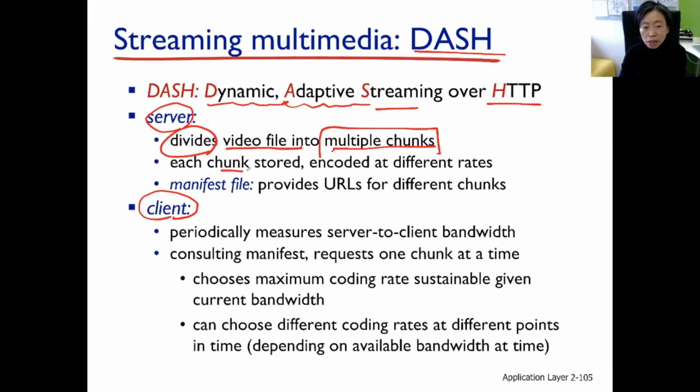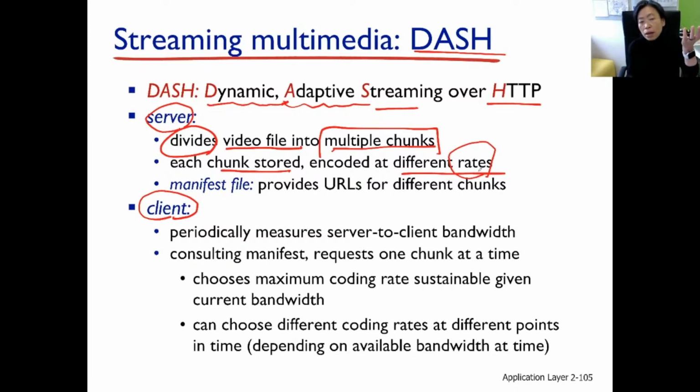And each chunk is stored and encoded in different rates. If you recall when we were talking about videos, depending on how much detail you want to keep in the video, depending on the quality of the video you want to be able to play back, you might want to encode it at different rates. Okay? Higher rate usually meant more detail, better quality. Lower rate usually meant less detail, lower quality.